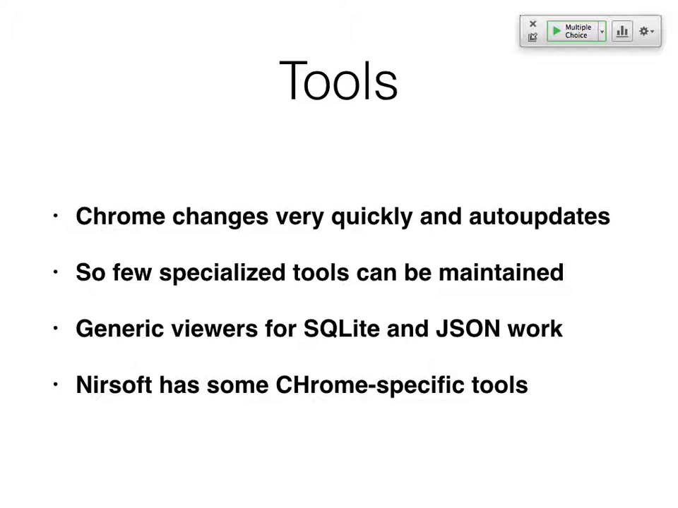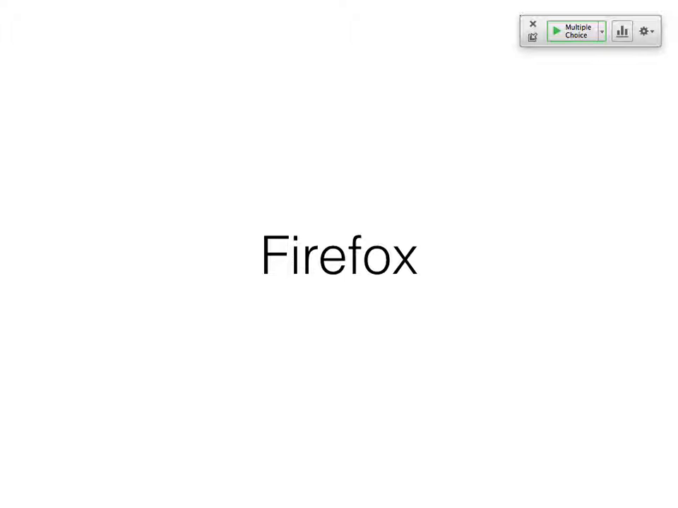Anyway, like I said, Chrome changes very quickly. There are very few specialized tools out there. There are some generic viewers that let you read SQLite and JSON files, and Nirsoft has some Chrome-specific tools. They seem pretty vigorous about updating them. All right, so that's Chrome.